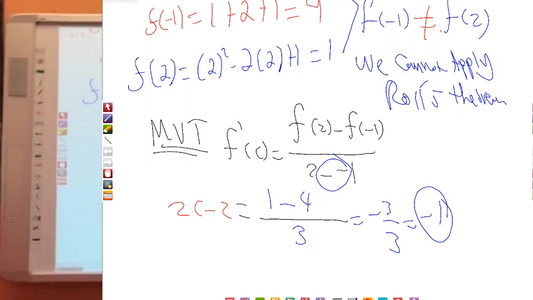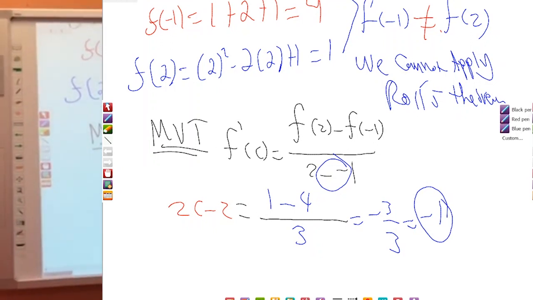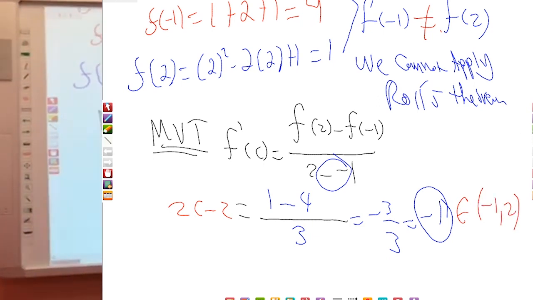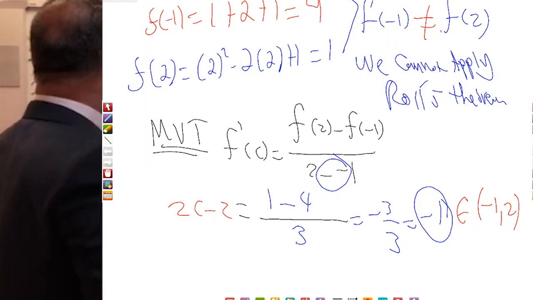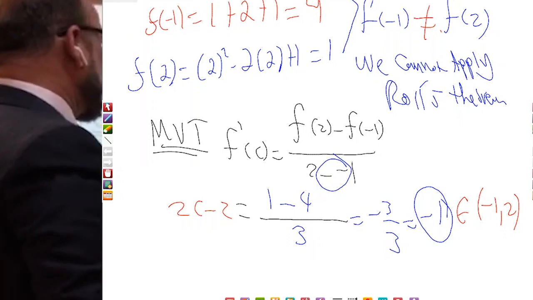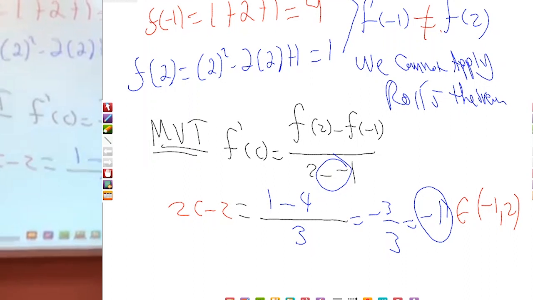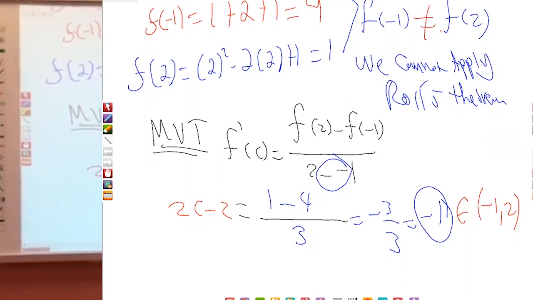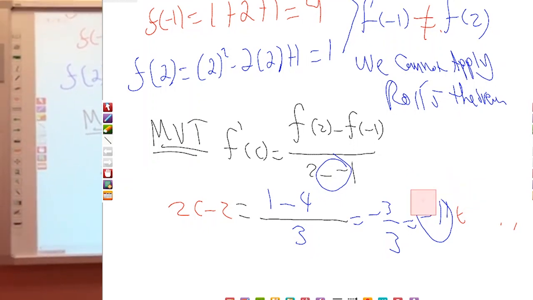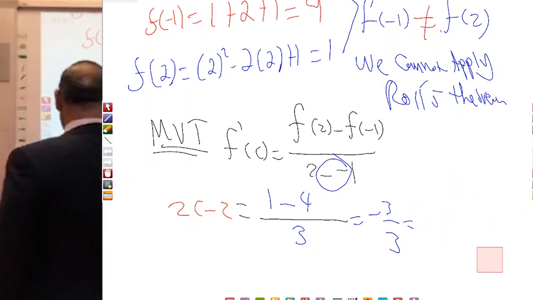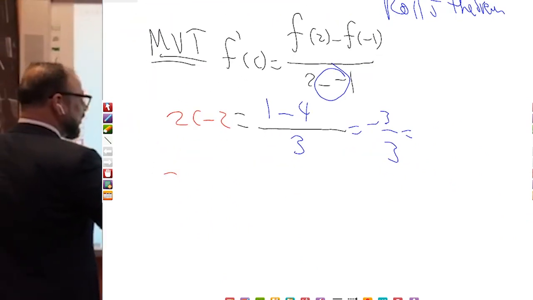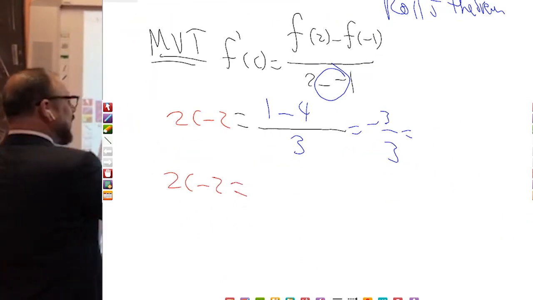Does negative 1 belong to my interval? What's my interval? Negative 1 and 2. But don't you have to solve it? Oh, he's right. You see that, Ismail? Now we know that Ismail is following me. He said, why not take 2c minus 2 equal to negative 1? Ismail, you are right.